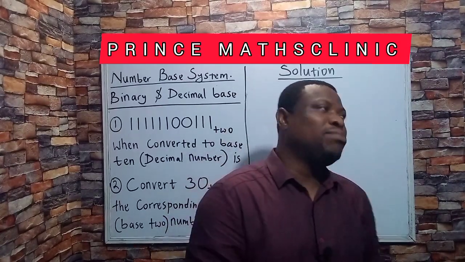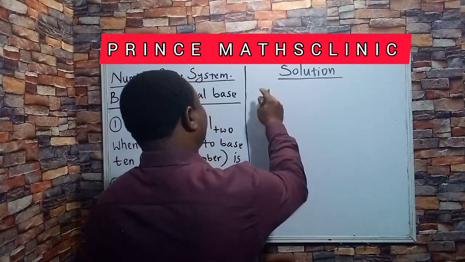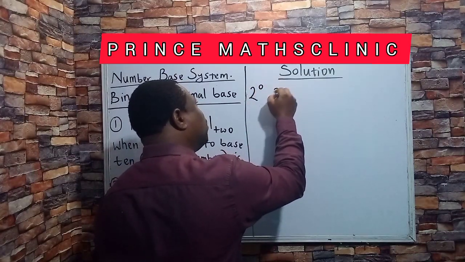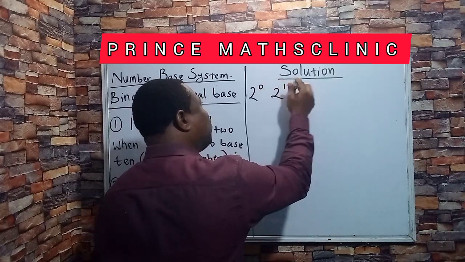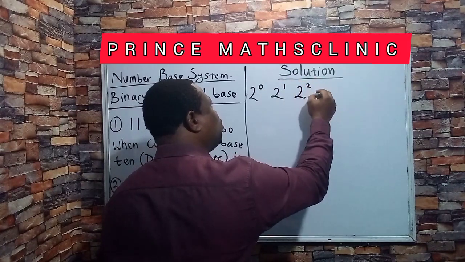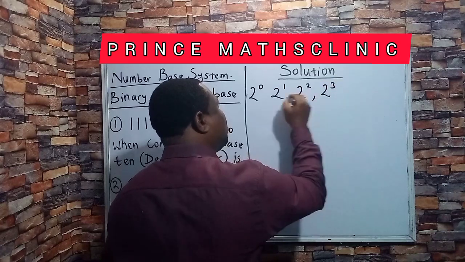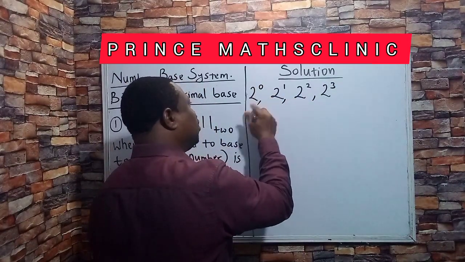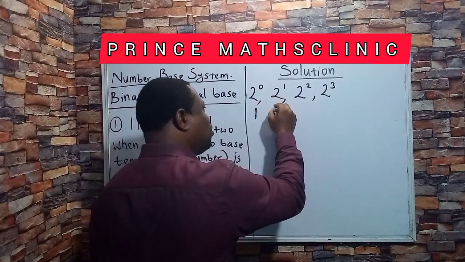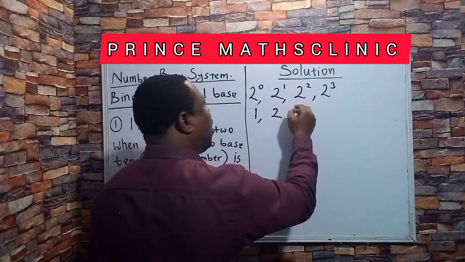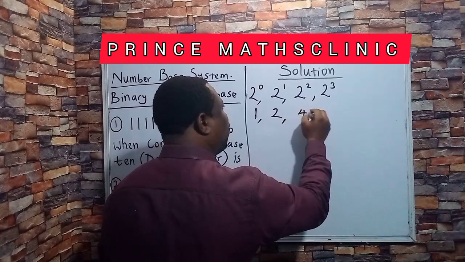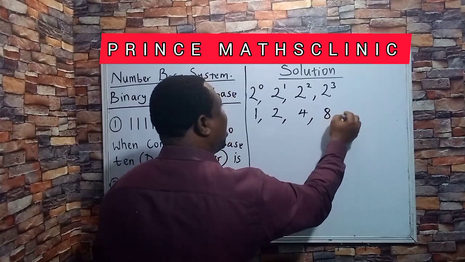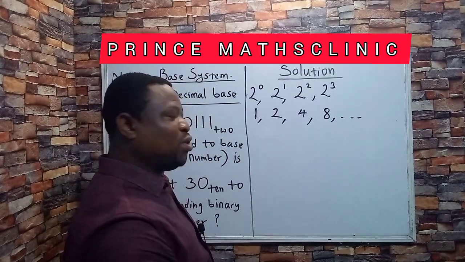What do I mean by that statement? In base 2, your powers are 2 to the power of 0, after 0 you have 1, 2, 3, and so on. 2 to the power of 0 is 1. 2 to the power of 1 is 2. 2 to the power of 2 is 4. 2 to the power of 3 is 8, and so on and so forth.